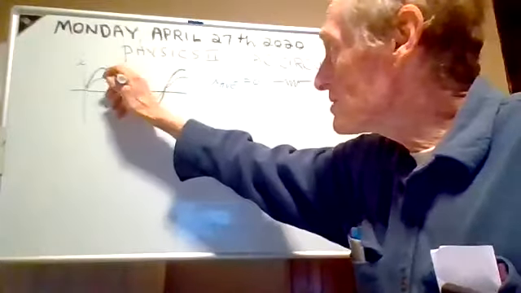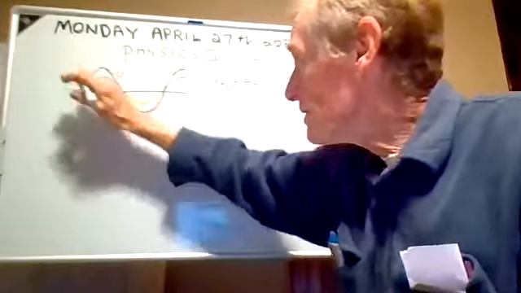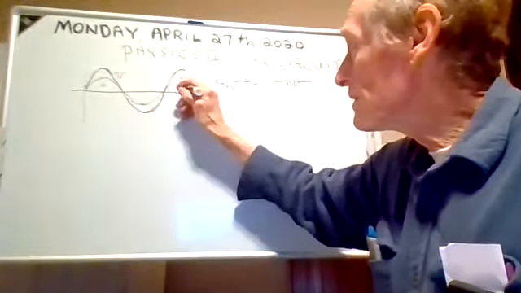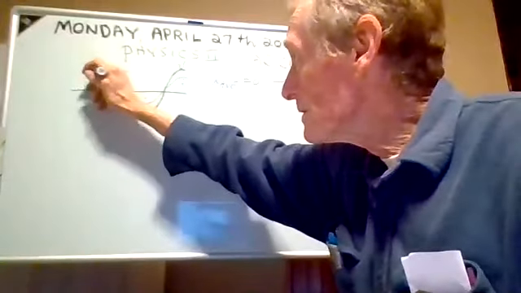Now see, that's the voltage there. This one is the current. We plotted the current, but the voltage is just going to mimic the current.